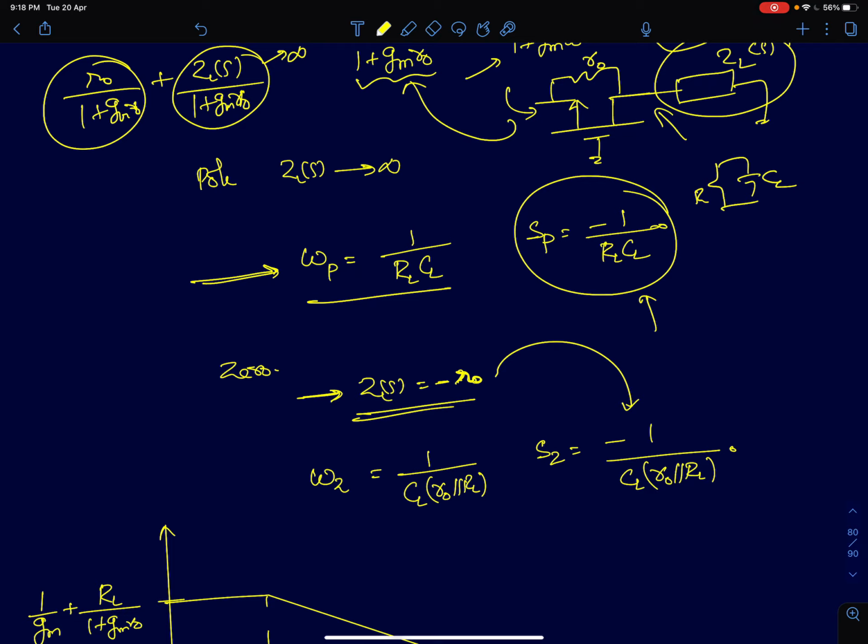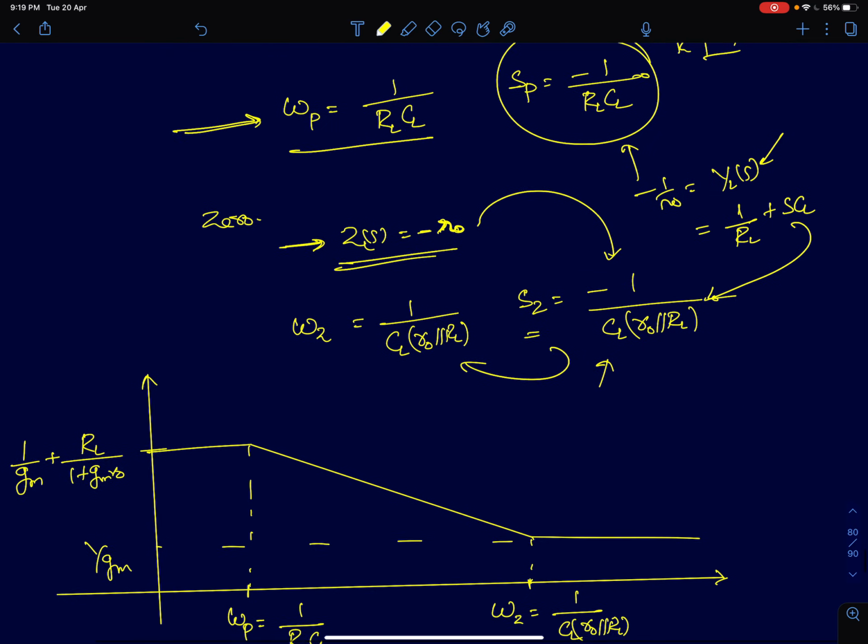So you can equate ZL of S to minus 1 by R naught as YL of S, the admittance of the output. So admittance is given by 1 by RL plus S CL. By solving this, you can directly show the zero will be at minus of 1 by CL into R naught parallel RL, which is to the left of the plane. So now we know the zero and pole for the system, and we can try to plot the frequency response.